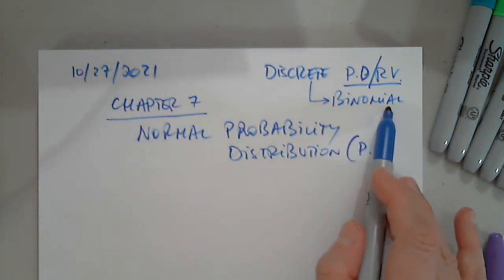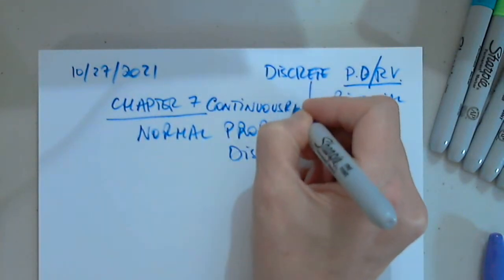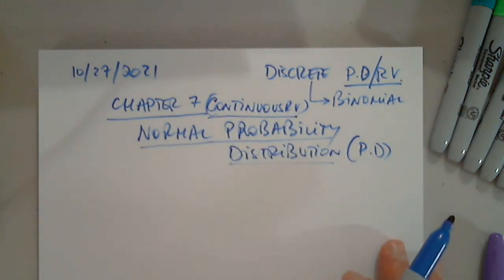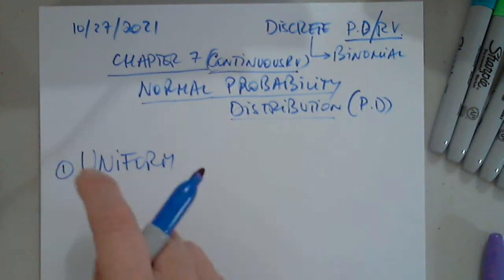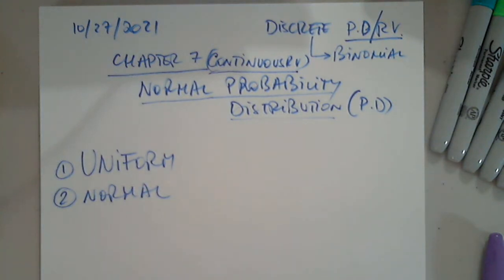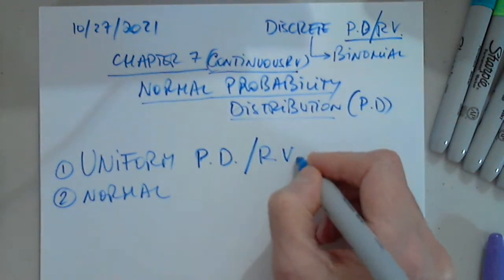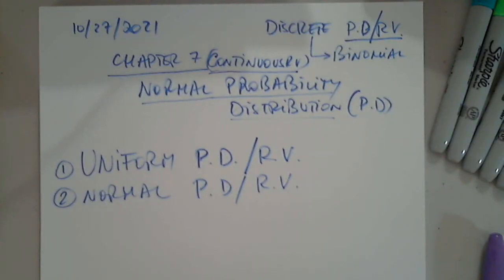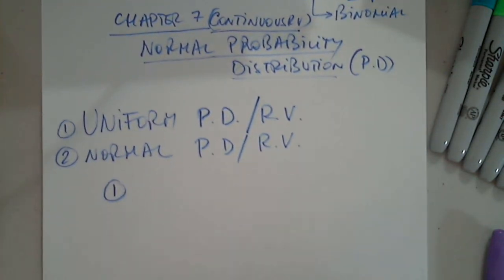with those 4 characteristics. Now in chapter 7, we're going to look at continuous random variables, and that is the normal probability distribution. And there is one other that we are going to look at, and it's called uniform. So we'll start with uniform, and then we'll look at normal. Okay, so let's start and illustrate with uniform first.